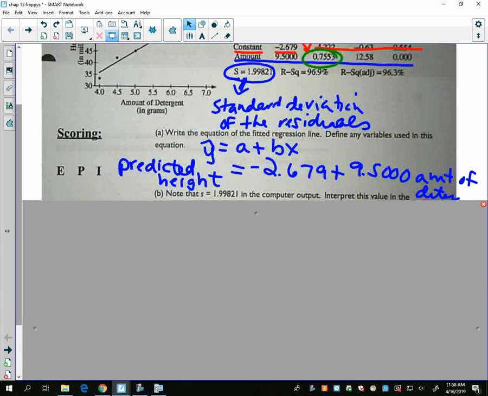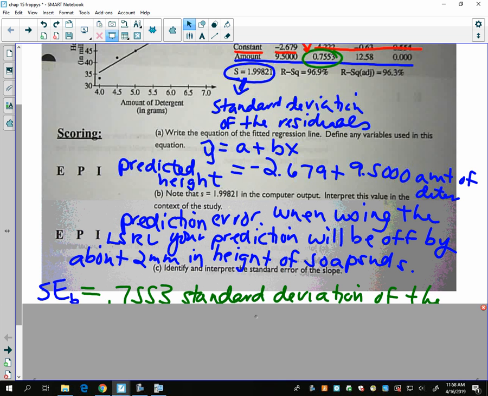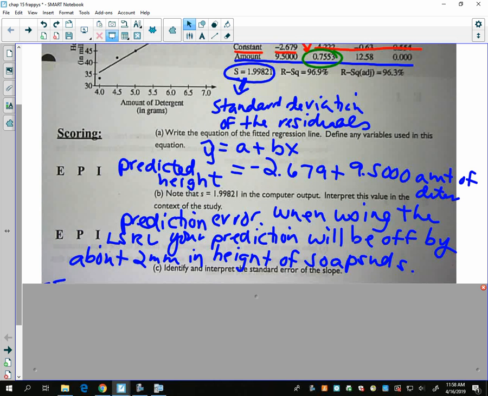Okay. So it says, note that S equals 1.99821 in the computer output. Interpret this value. So here, you can write this down too. Now remember, S is the standard deviation of your residuals. So it's basically your prediction error when you use your least squared regression line. So you always want your S to be small.